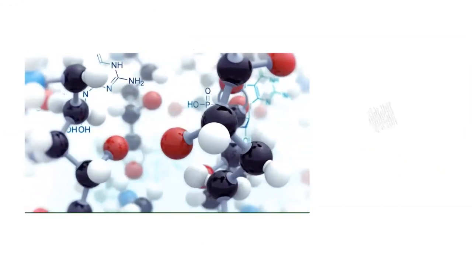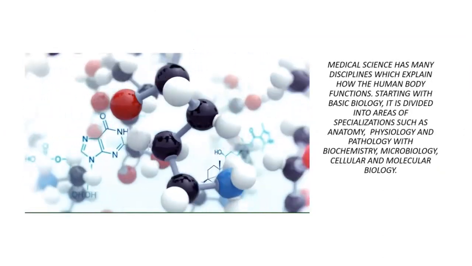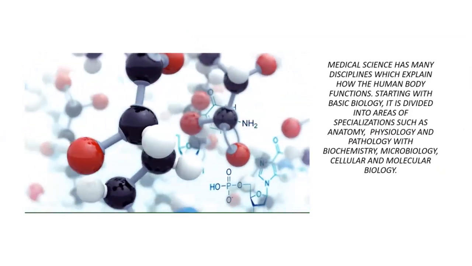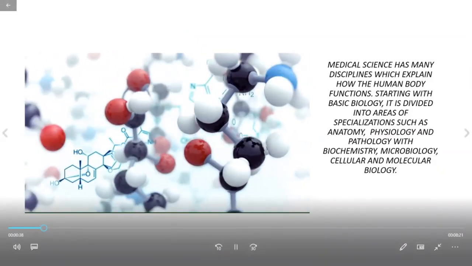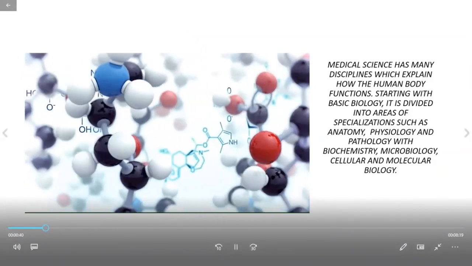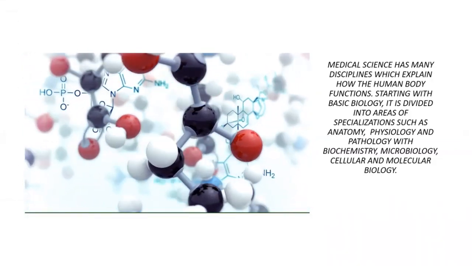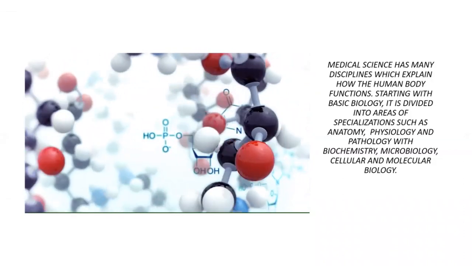Medical science has many disciplines, which explain how the human body functions. Starting with basic biology, it is divided into areas of specialization such as anatomy, physiology, pathology, with biochemistry, microbiology, cellular biology, and molecular biology.